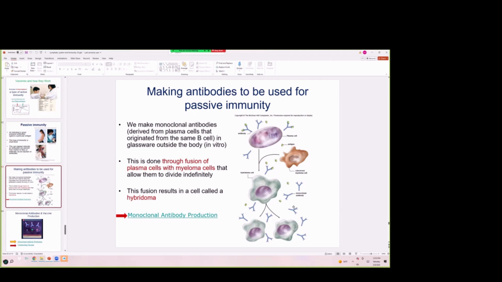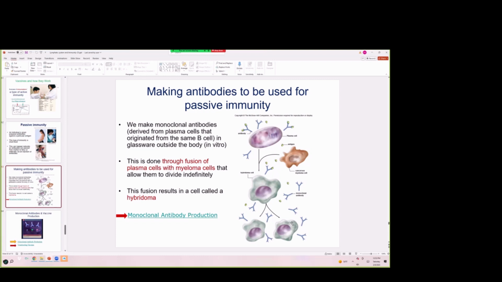And the secreting antibody part comes from the plasma cell. The growing unstoppable part, that means you keep replicating it, comes from the cancer cell. So in this way, when they grow this in the lab, they can purify these antibodies and then concentrate them. Then they can inject them into somebody who is sick.